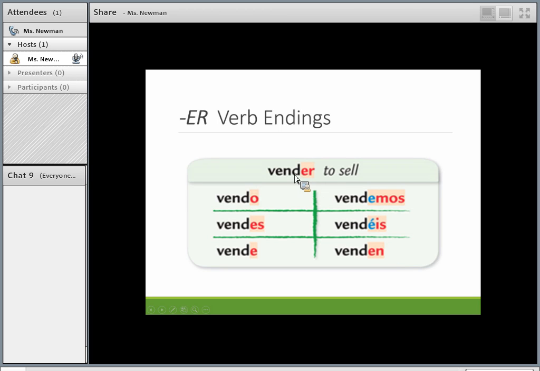Okay, and just a reminder, we have our infinitive form here, right? Vender, to sell. So once we conjugate that verb, vendo means I sell. Vendes, you sell. Vende, he or she sells. Vendemos, we sell. Vendéis, you guys sell. Venden, they sell, or you guys, formal, sell.